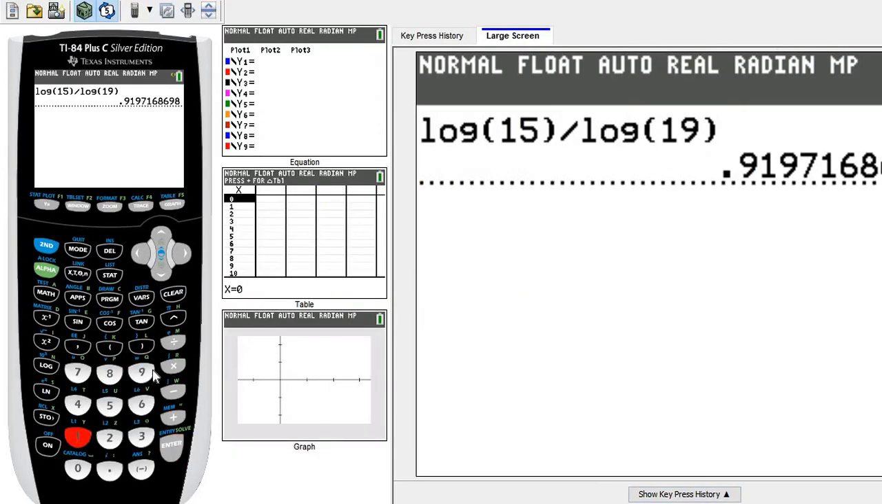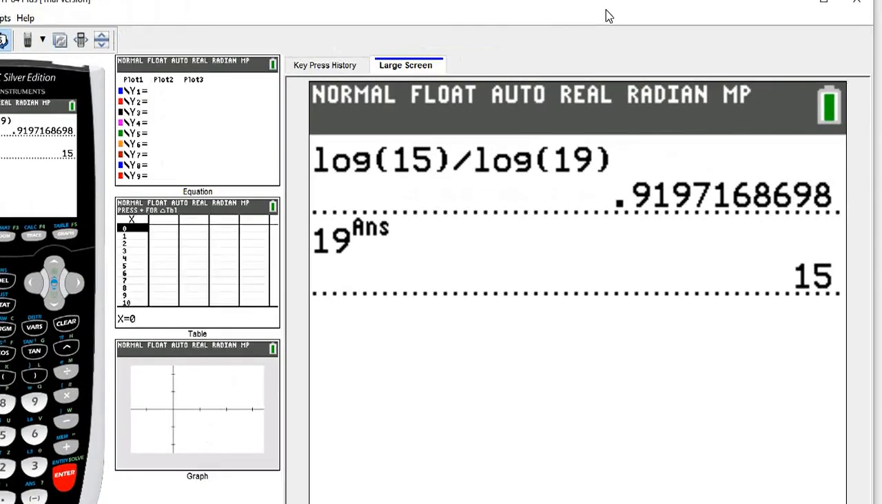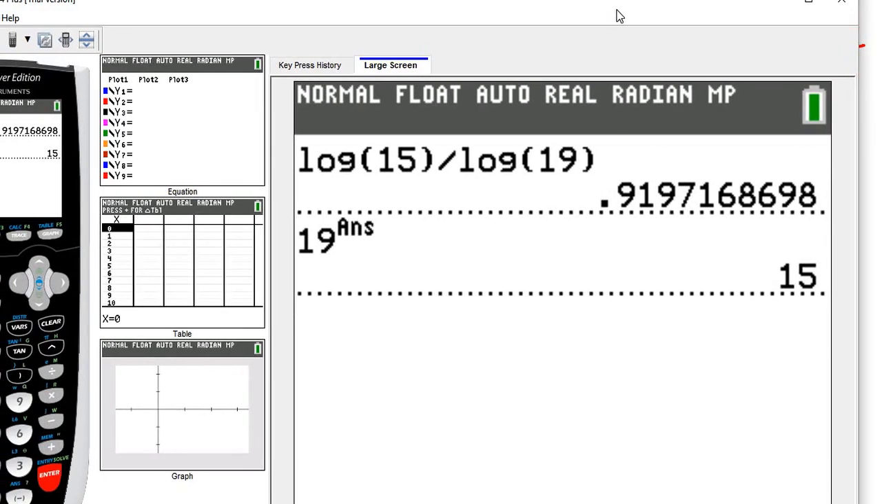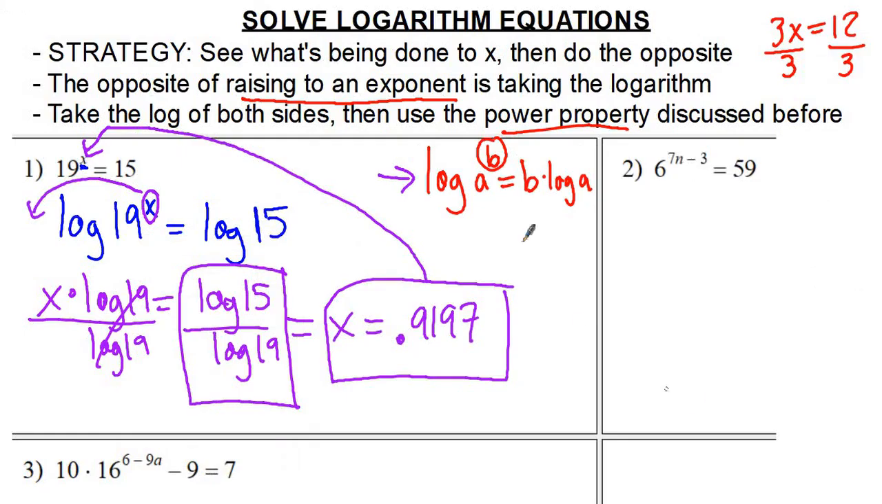So let's do 19. This symbol that just lit up in red, that's the power symbol. And then instead of doing 0.9197, I'm going to do second and then answer. Answer is right above the negative key. What that does is it gives you the exact answer right there, not just the rounded answer. It will give you that big long decimal with however many decimals it has. We should get 15, and actually you can't see it. Let me move it so you can see it. Now you can see we do get 15 as our answer. So that's a nice and easy way to check.